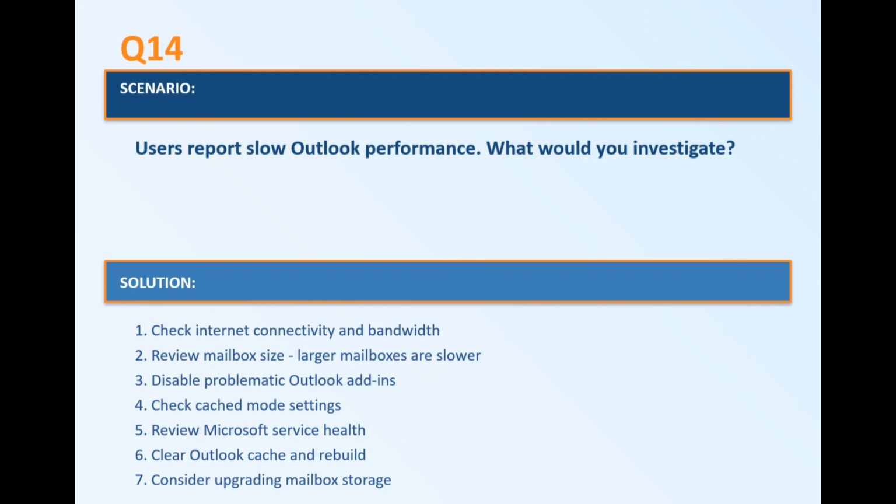Scenario 14. A user reports slow Outlook performance. What would you investigate? Check internet connectivity, mailbox size, Outlook add-ins, cache mode settings, and Microsoft Service Health. Large mailboxes or corrupt Outlook profiles may also cause performance issues.